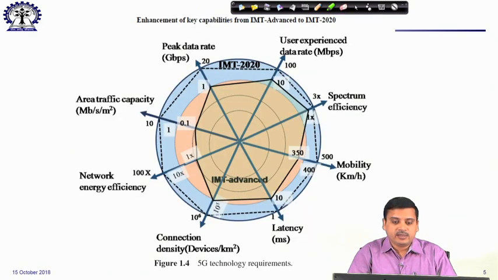So, if we look at the requirements that 5G has set, as can be seen in this particular picture: peak data rates of around 20 Gbps, user data rates of 100 Mbps or even more, mobility of 500 kilometers per hour or even better, latency of 1 millisecond or lower, up to 1 millisecond of course being what is desirable. 10 to the power of 6 devices per kilometer squared is expected to be supported, as well as network energy efficiency 100 times that of the previous versions.